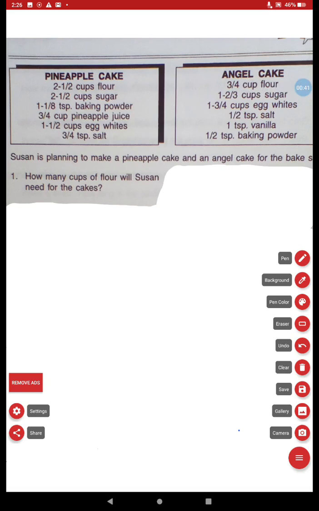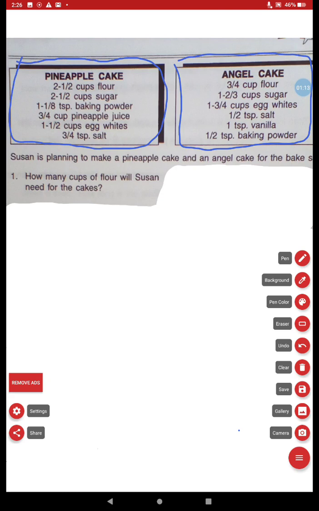All right, guys. So, Susan is going to make a pineapple cake and an angel cake for the bake sale. Here is a list of ingredients she needs for the pineapple cake. And here is a list of ingredients she needs for the angel cake. Our first question asks us, how many cups of flour will Susan need for the cakes? Okay, so how many cups of flour will she need for the cakes? How many cakes? 2 cakes.